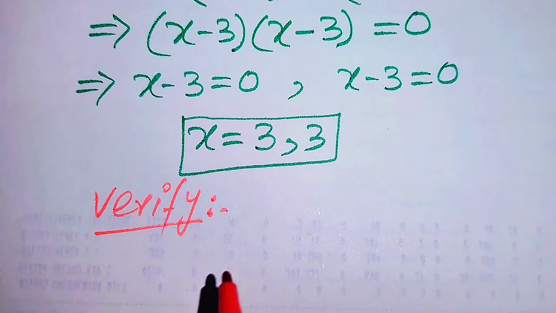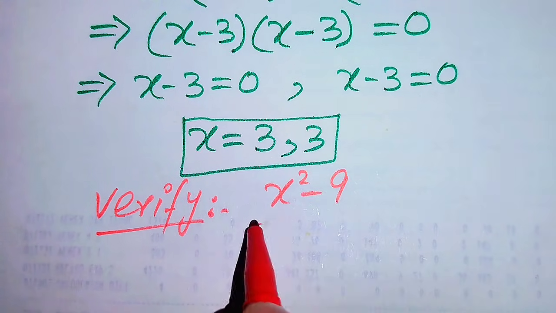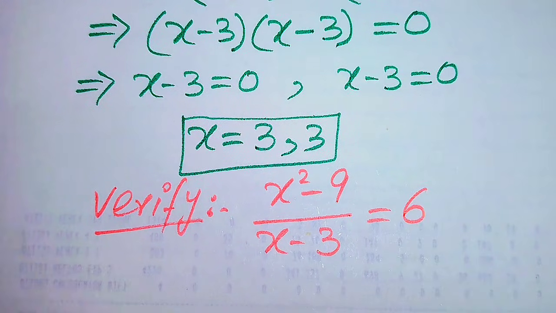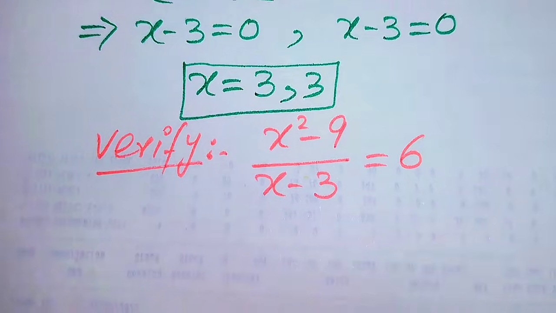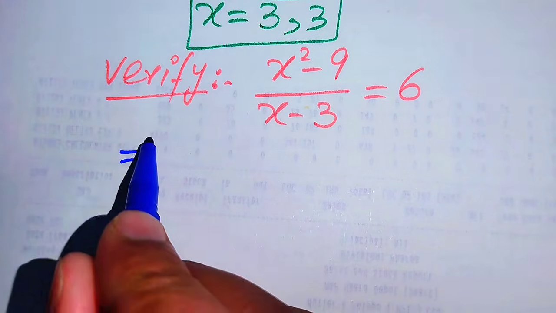So for verification we need to copy down the given question statement. Here it is (x square minus 9) divided by (x minus 3) is equal to 6. So further in the next step we just substitute the value of x equals 3 into the left hand side.